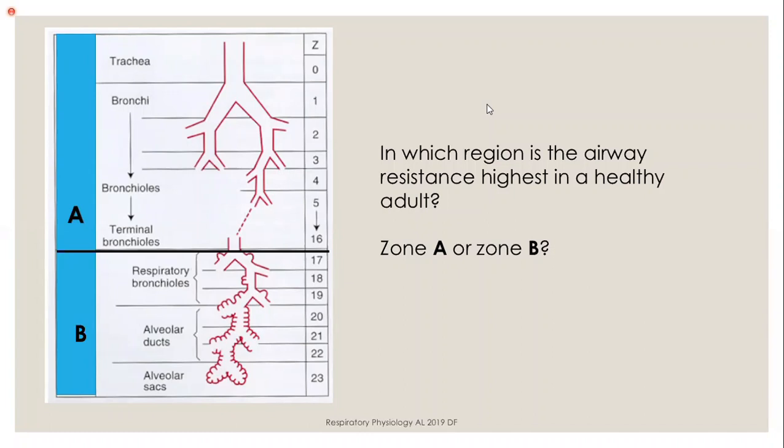That is because of the parallel arrangement of the airways and because of the huge total cross-sectional area of the airways. In a healthy person, the resistance in zone B is much lower, and most of the resistance in the respiratory system is offered by airways in zone A. But if somebody gets a disease in very small airways, then the situation will change.